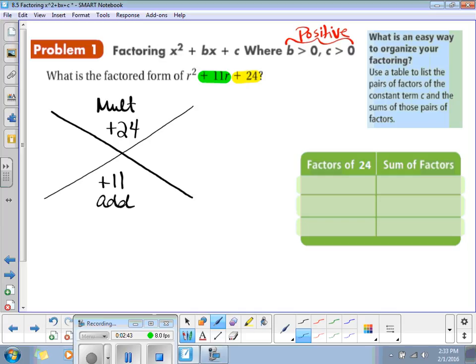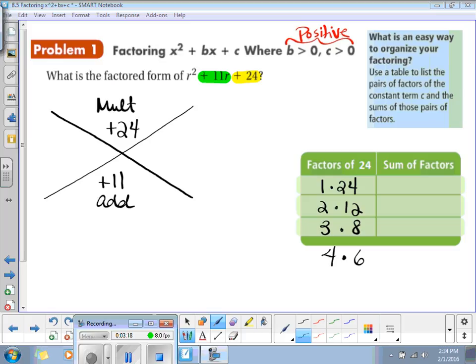Okay? So, in our table, we're going to list the factors of 24. Okay? And the factors of 24 are 1 times 24, right? 2 times 12, 3 times 8, and I should put another row in here, 4 times 6.